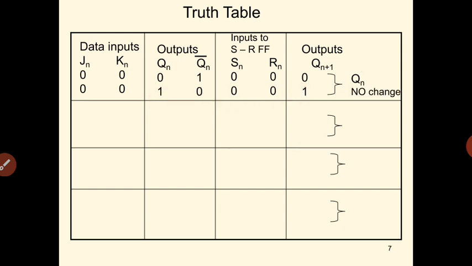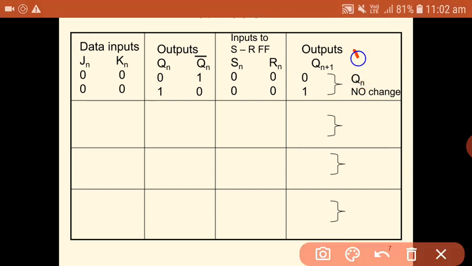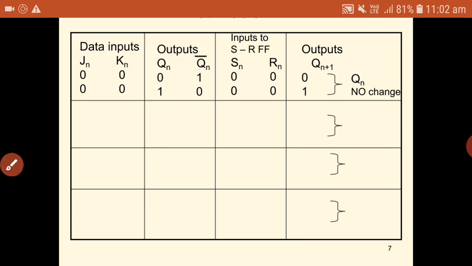That means for the J is equal to 0 and K is equal to 0 combination, the present output will be equal to the previous output. Whatever the previous output is, that will be followed in the present output. So Qn plus 1 is equal to Qn. That means there is no change in the output, and the flip flop is in hold state. That is the first case.